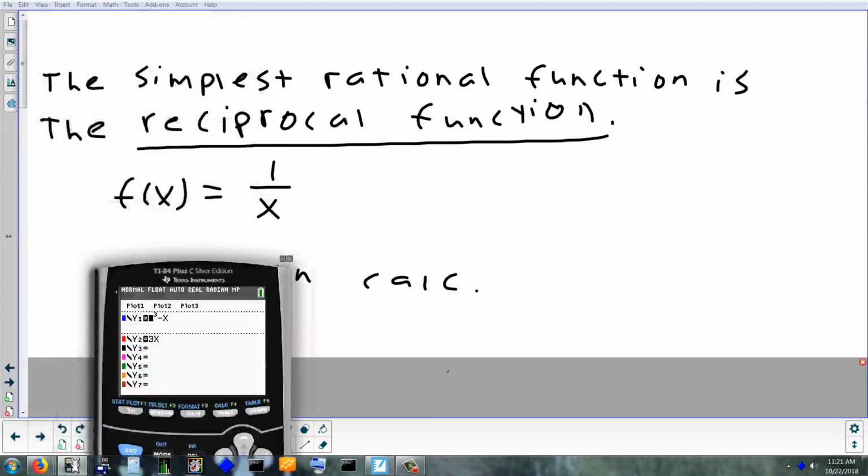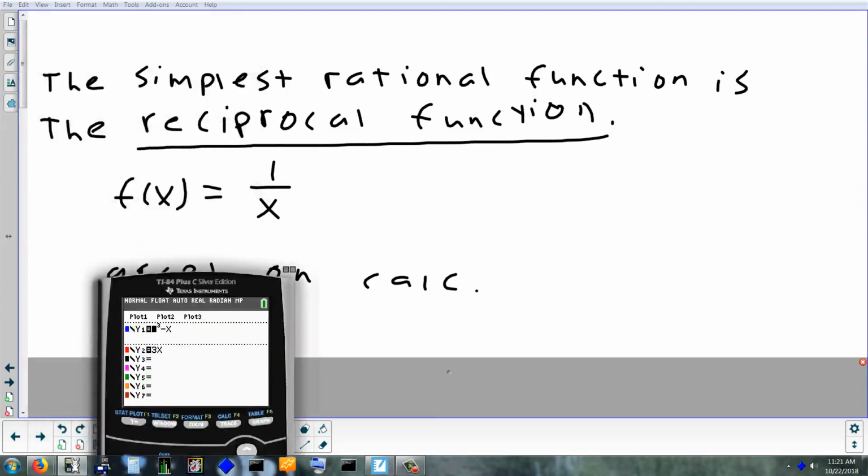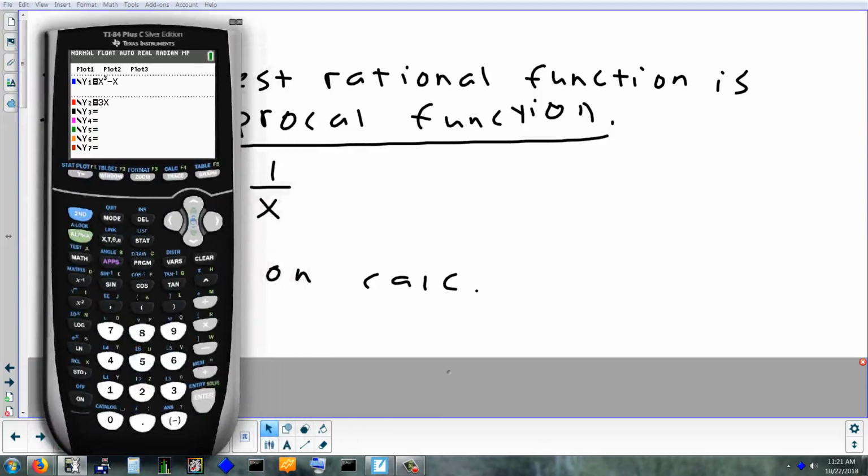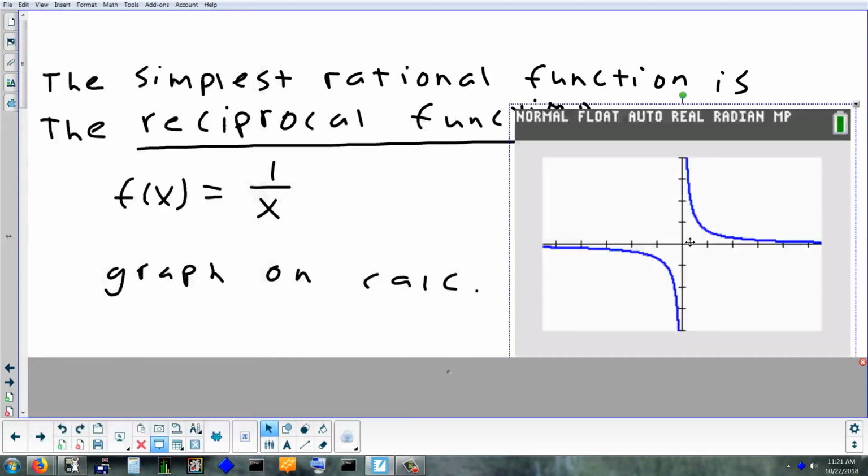Now, what value are you not allowed to use for x here? 0. So something weird is going to happen when the graph starts to approach 0. Right, let's look at it and see. I meant to do zoom 6. I think I did zoom 7, but that's fine. That's what the graph pretty much looks like. If you do zoom 6, you'll just be zoomed out a little further.